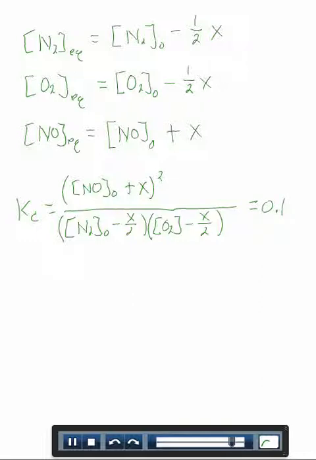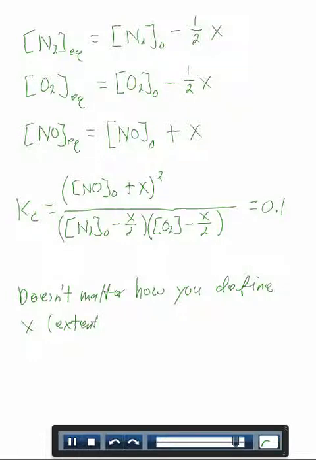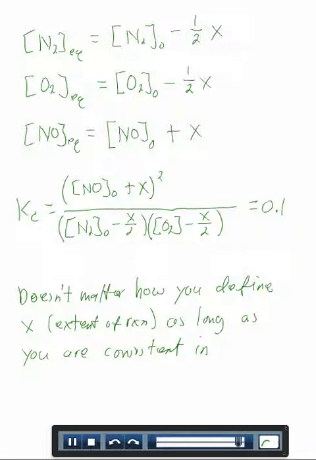We'd solve for X. We get a different numerical value for X, but the equilibrium concentrations that we calculate using this table above would be exactly the same as the previous example. It does not matter how you define X, the extent of reaction, as long as you are consistent in describing the equilibrium concentrations of everything in terms of your variable X.